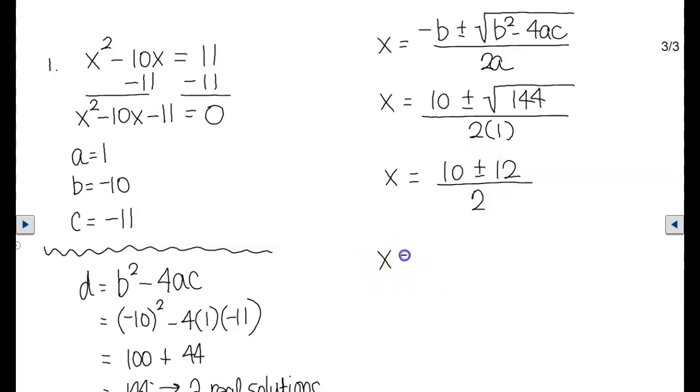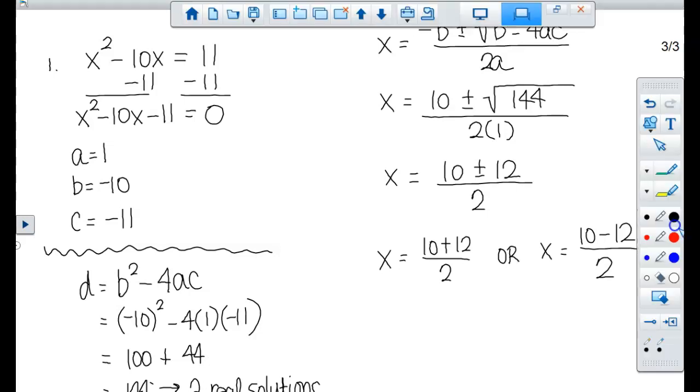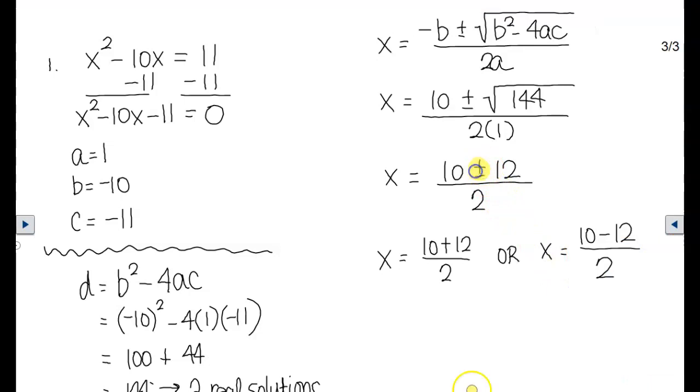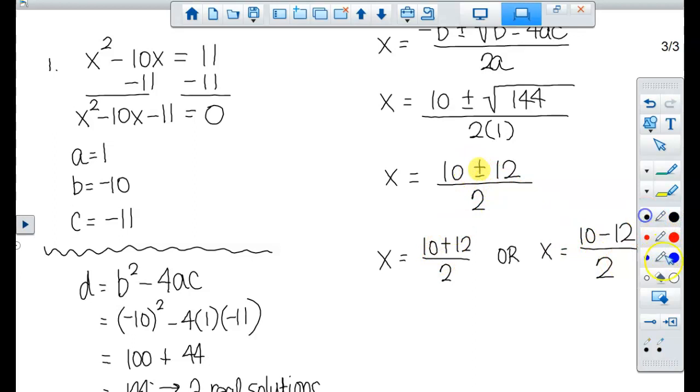So here's what we've got. X is either 10 plus 12 divided by 2, or X is 10 minus 12 divided by 2. And again, I get those 2 answers from this plus or minus sign right here. Here's the plus version, here's the minus version. And now what we're going to do is work these 2 out as much as we can.